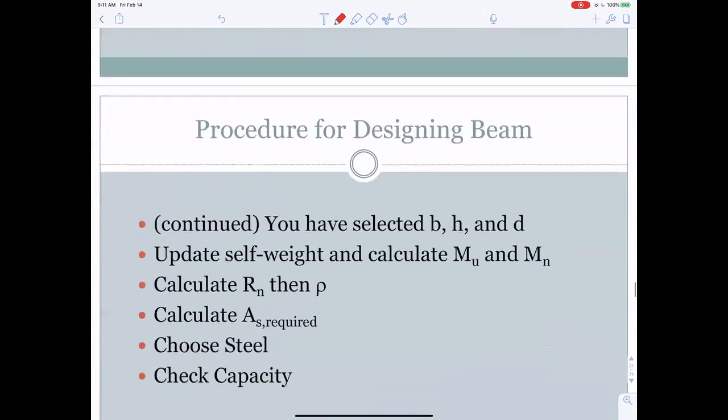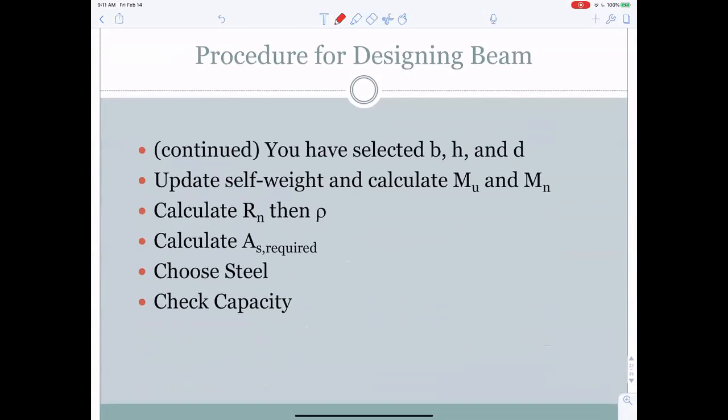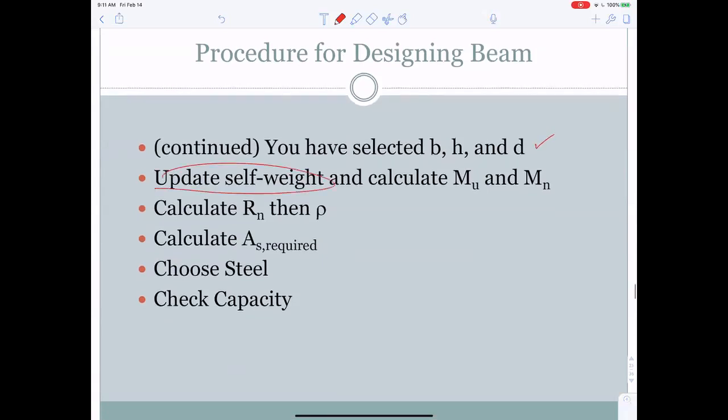So the procedure for designing a beam, once you've selected b, h, and d, you can now get the real self-weight, because you know the size of the beam now. Calculate Mu. Mn is Mu over phi, that's the required Mn. And then you do this thing we did earlier. For the Mn, you can get the Rn, you solve the equation for rho, and then you can get As.